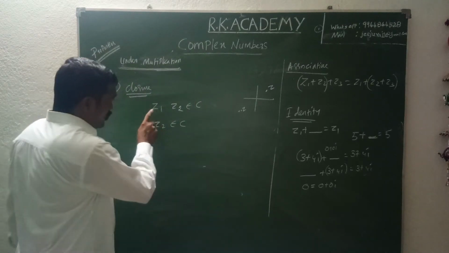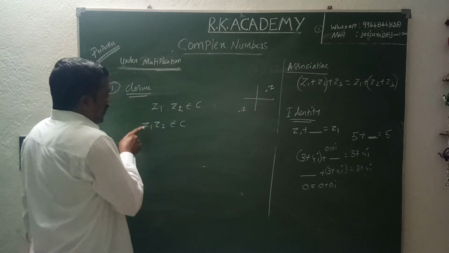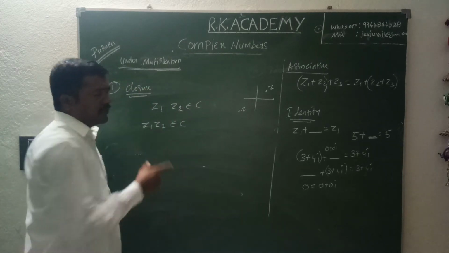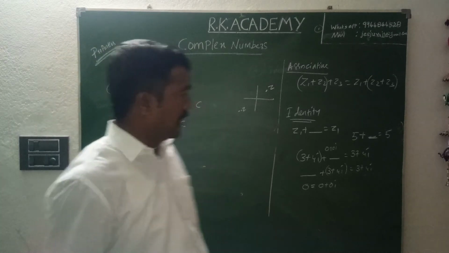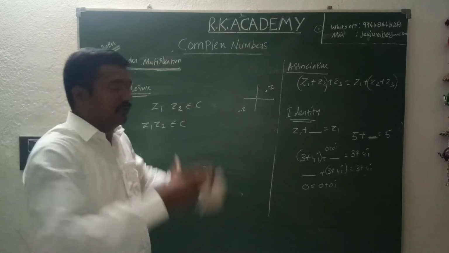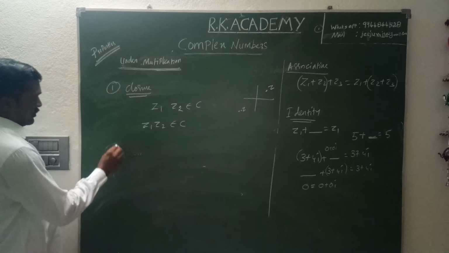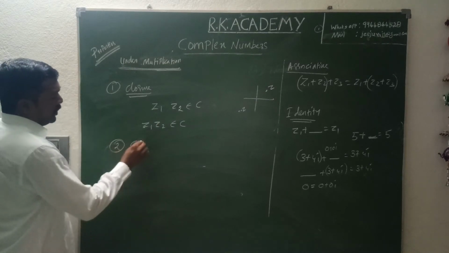I am taking 2 complex numbers from the complex number system. Now z1, z2, the product of these is also a complex number. If you want to know, just multiply the complex numbers. I just multiplied the 2 complex numbers. Second one, commutative.